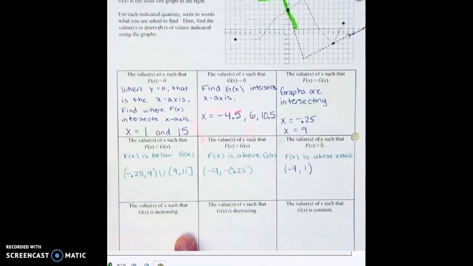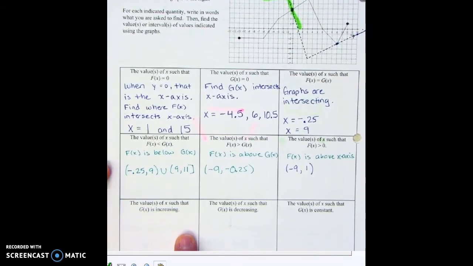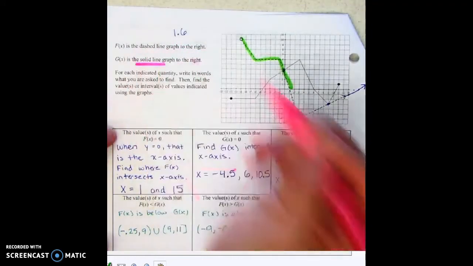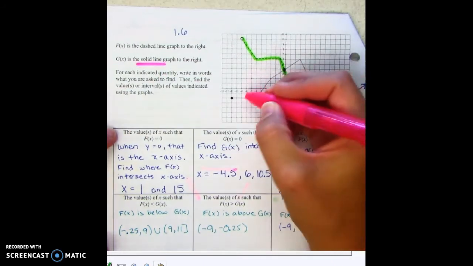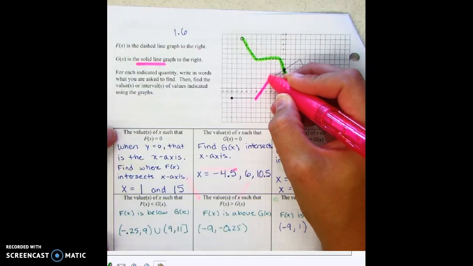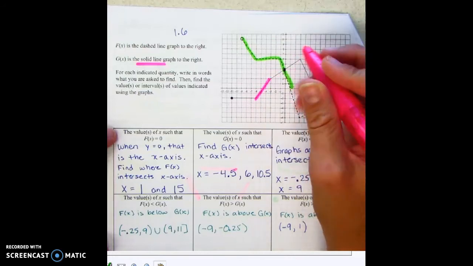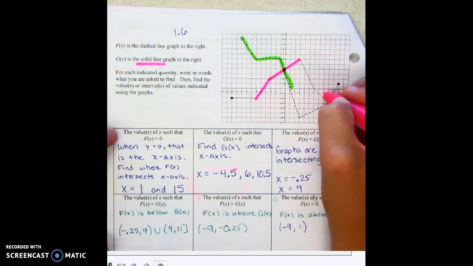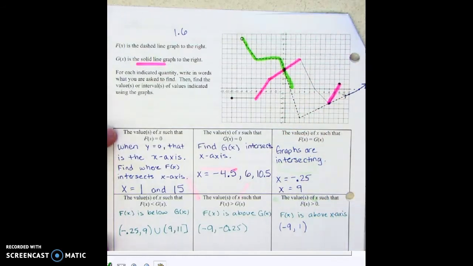The next box down here, find the values of x such that g is increasing. Let's look at the g graph. G is going to be the solid line, and it's constant, and then it looks like it's increasing here. Now, even though there's a turn, that's still increasing. You agree? Down, down, down, and then up.